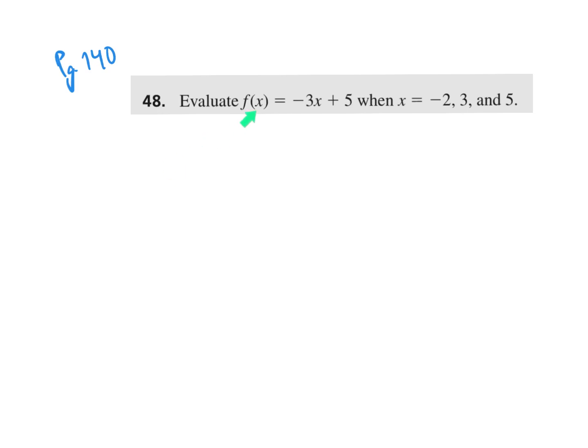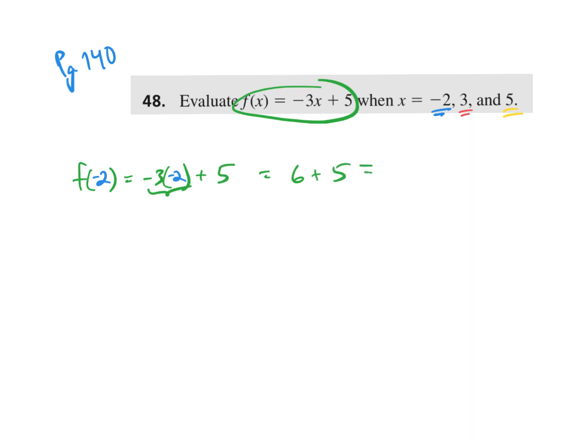All right, number 48. This involves function notation and how to evaluate them for various values of the input variable, in this case x. All right, let's start when x is -2. F of x equals -3x plus 5, so we would just say f of -2 is equal to -3 times that x value plus 5. So that's equal to 6 plus 5, which is 11. F of -2 is 11.